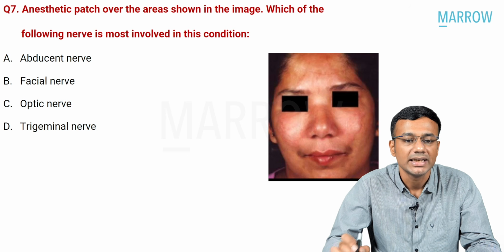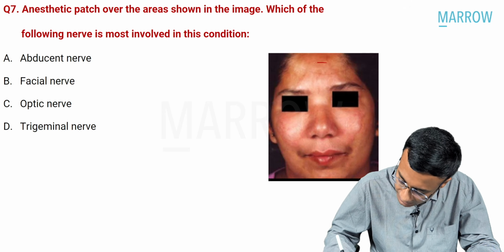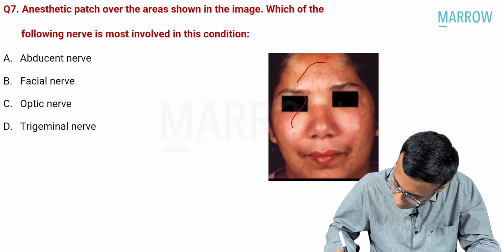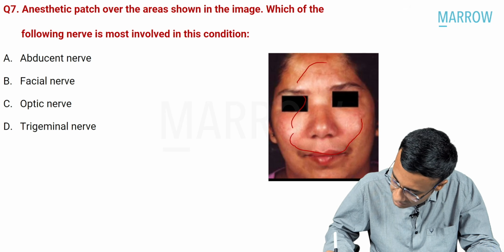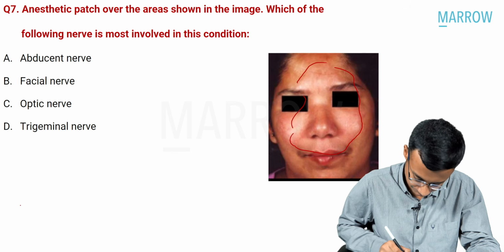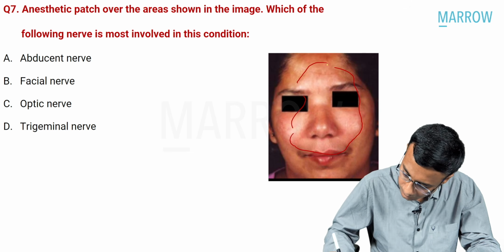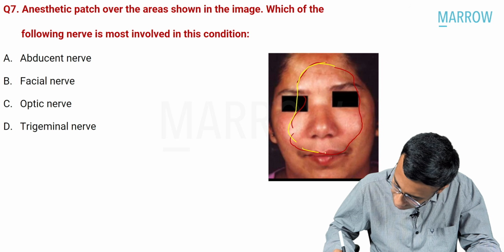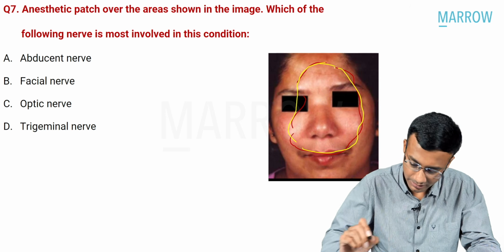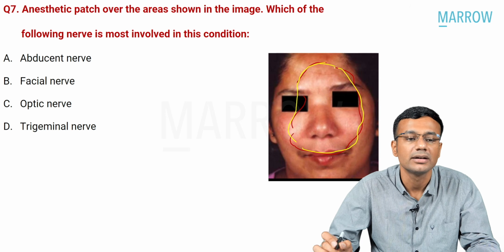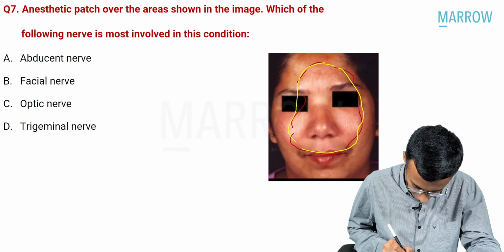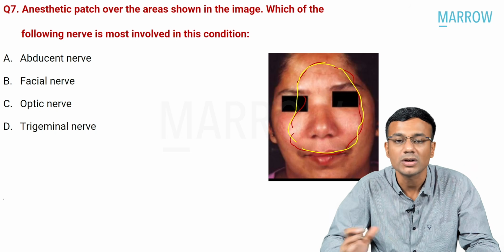Anesthetic patch over the areas as shown in the image. So you can see that the question is talking about an anesthetic patch which is seen over the face. The question is asking which of the following nerves is most commonly involved in this condition. Now let us try to estimate what this question is asking about.